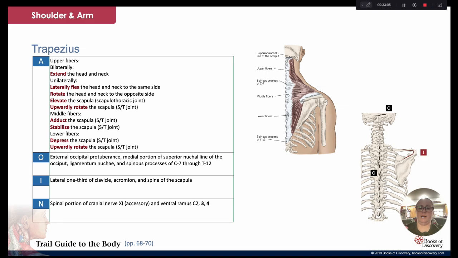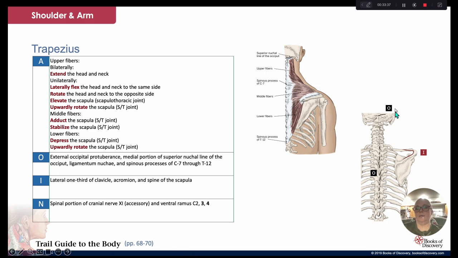And that's all one-sided. If you were to talk about those middle fibers that are in the shoulder blade area, the upper shoulder blade, those will adduct the scapula. They'll also stabilize it so it doesn't move all around when other actions are being performed by other muscles. Then you have your lower fibers that are going to bring that shoulder blade back down and upwardly rotate the scapula.